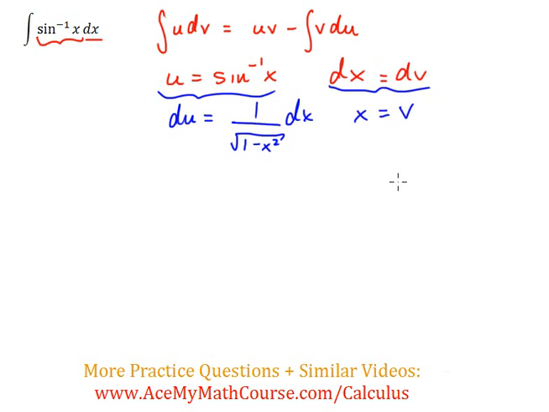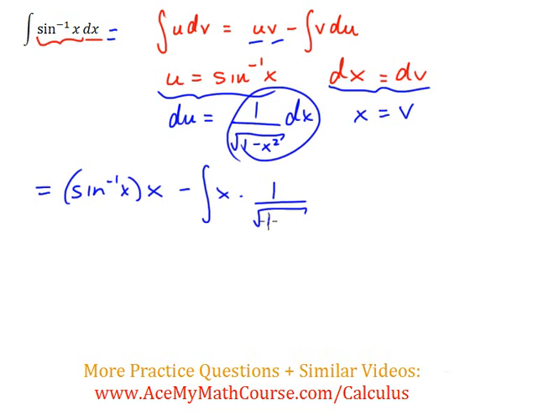That's simple. All right. Now, this whole thing will be equal to u times v. So u is inverse sine, times x, minus the integral of v du. So x times du, which is this whole thing over here, 1 over the square root of 1 minus x squared dx. Great. And now we're going to need to do integration by substitution to evaluate the integral of this.